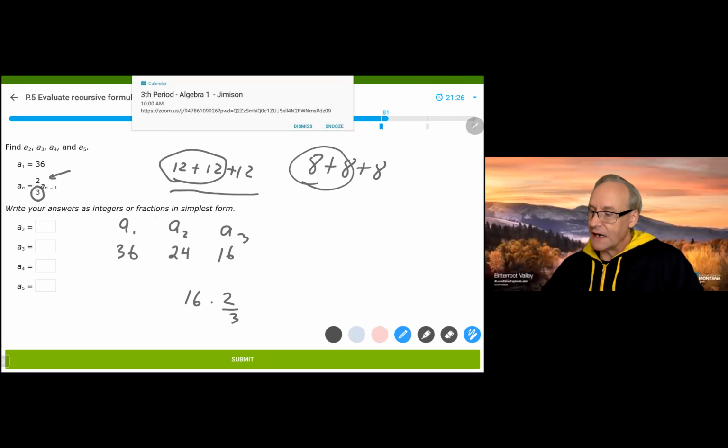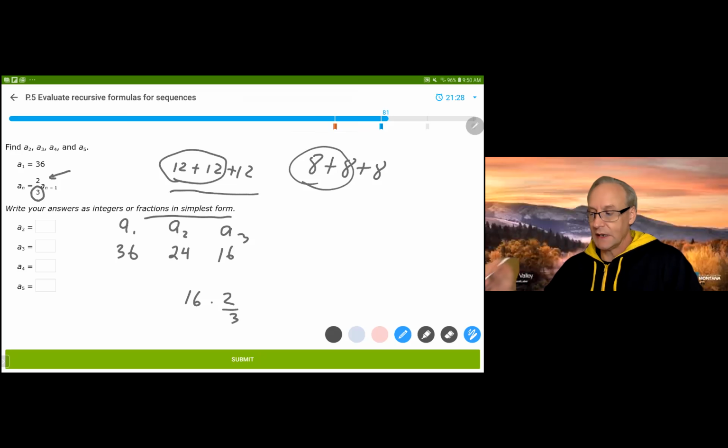It says that we want the fractions in simplest form. So we are going to keep the fraction. And this is going to be 16/1 times 2/3, which is 32/3. So that's going to be A4. The bad news is 32/3. 32 is a power of 2. So it's 2 times 2 times 2 times 2 times 2, 5 times. And there's no simplifying this. A5, we're just going to multiply the A4 times 2/3, which is going to give us 64/9, isn't it?